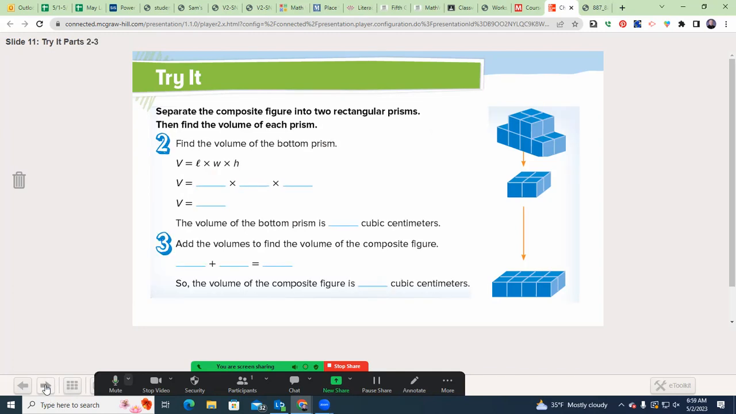I'm still on the same page, step 2. Now we're going to look at the bottom prism, the base. And I can see that I have 4 times 2 times 1, which is going to give me 8 times 1 is 8. So the bottom is 8 cubic centimeters. 8 plus 4 is 12, and it matches what we did when we counted them just a few moments ago. So go ahead and write that in. I'll give you about 15 to 20 seconds, and then we'll go down to the talk about it here.